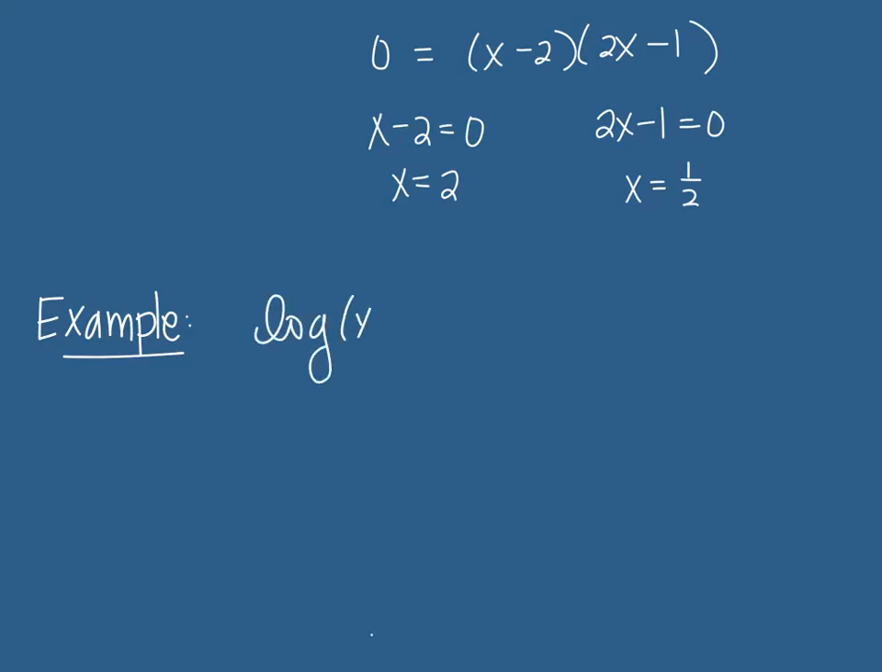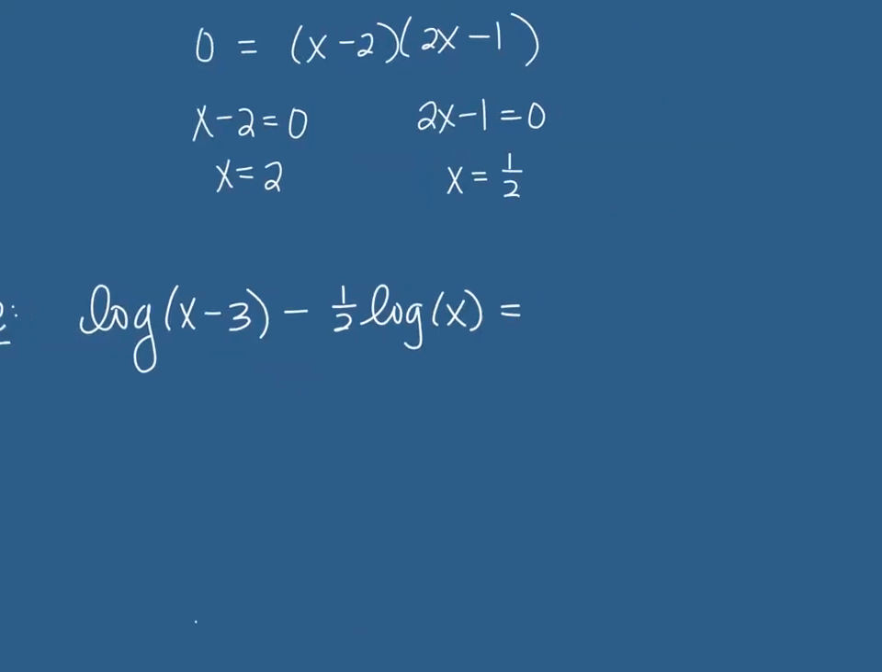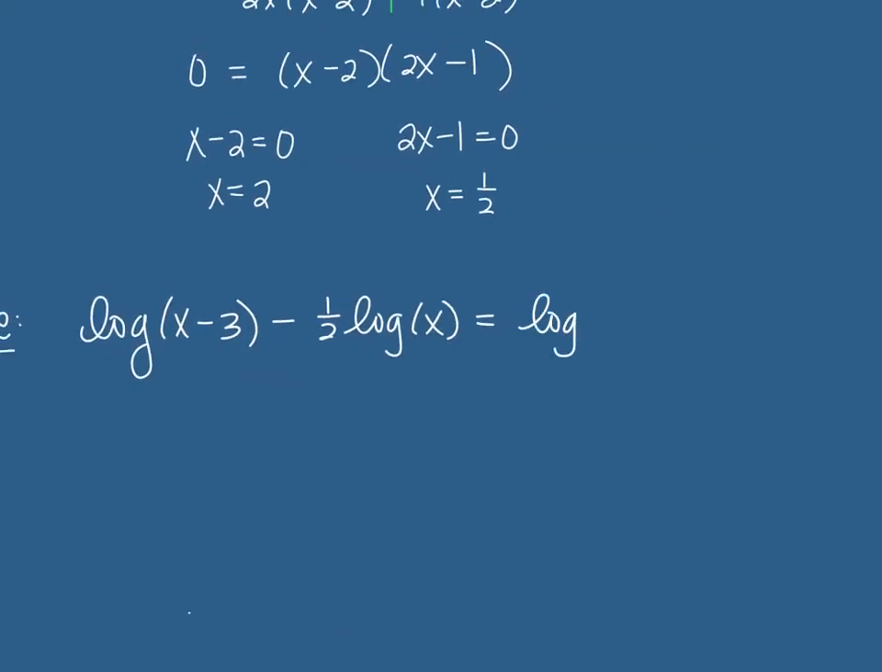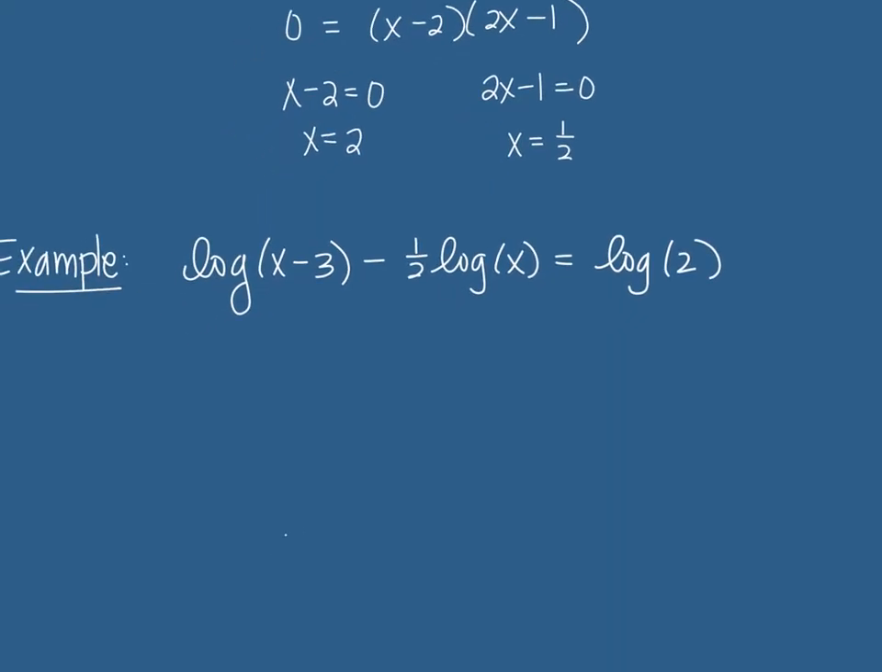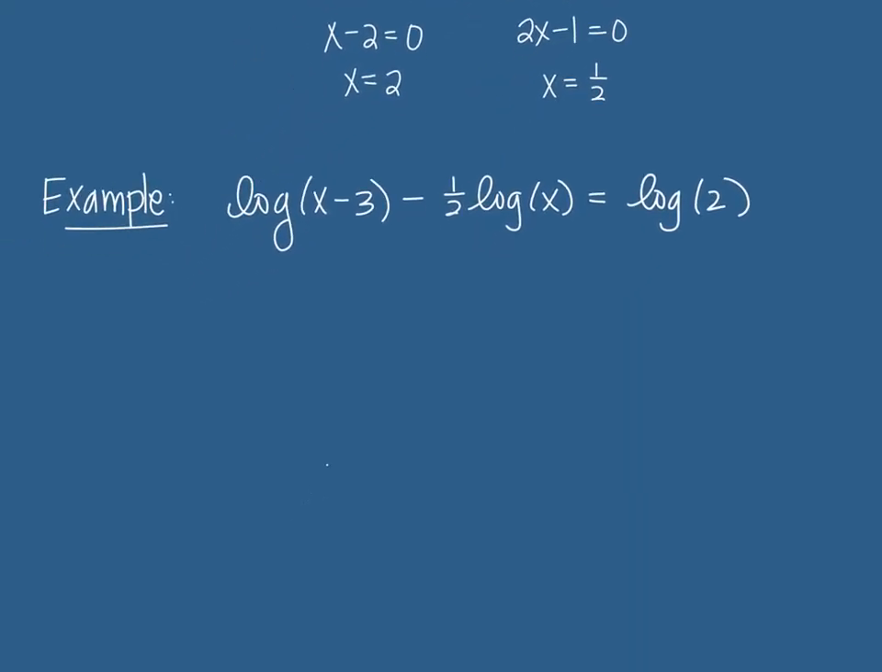The log of x minus 3 minus half of the log of x equals the log of 2. Okay, so a couple things here. I have a subtraction, but I also have a coefficient. I can't have either of those. I've got to take care of both of them. So I should take care of the coefficient first. And so I'm going to move the coefficient back. That'll be the first thing.